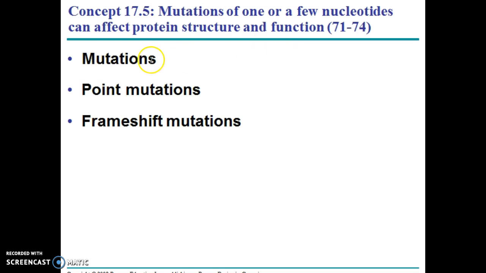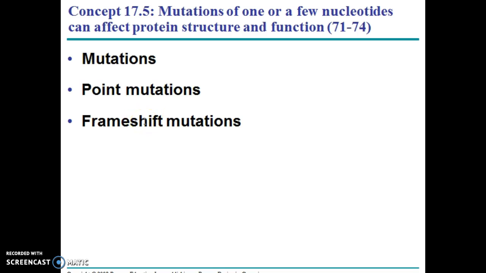The first would be a mutation. The second is point mutation, and the third is frame shift mutations. So to start with, questions 71 through 74 are quite basic, and it's more or less explaining what each of these terms is and a few examples of how frame shift could occur.